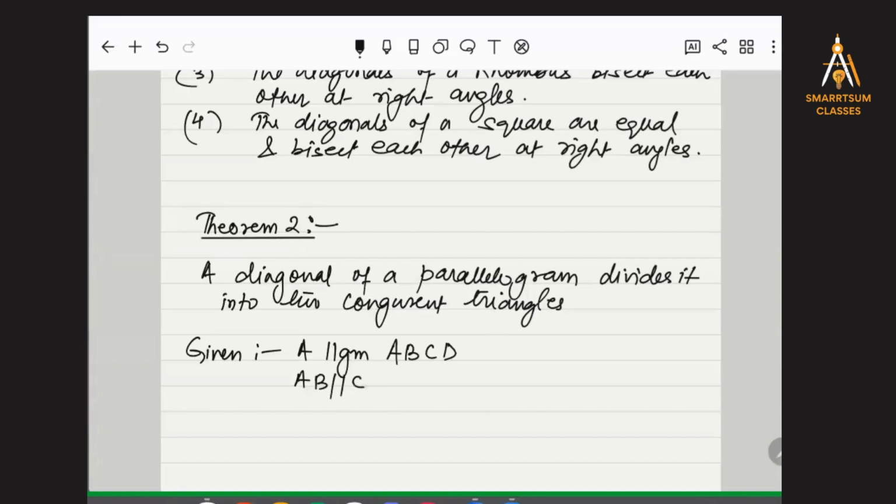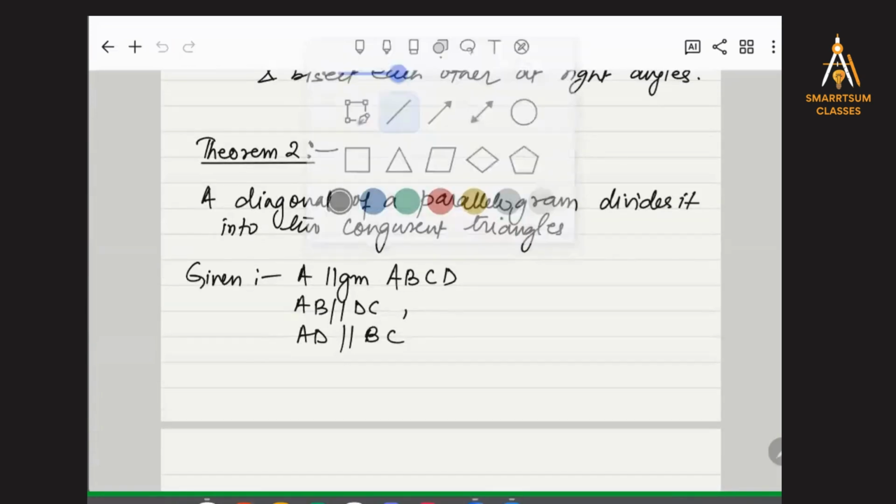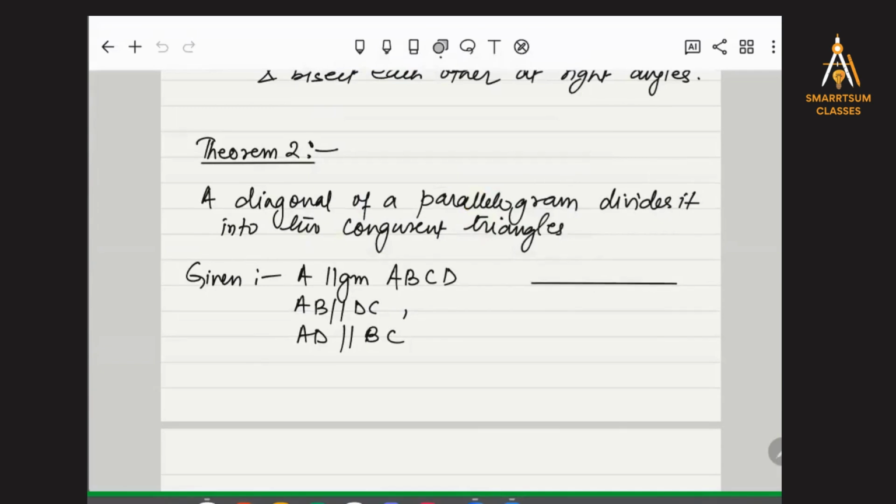Here AB is parallel to DC, and AD is parallel to BC. Draw the figure. There's a parallelogram A, B, C, and D. Okay, so given is that ABCD is a parallelogram.